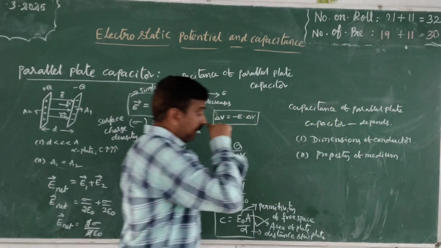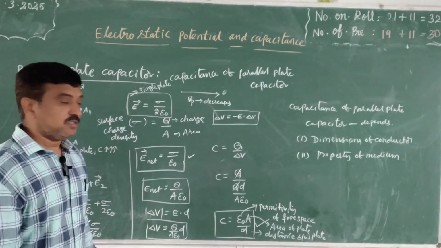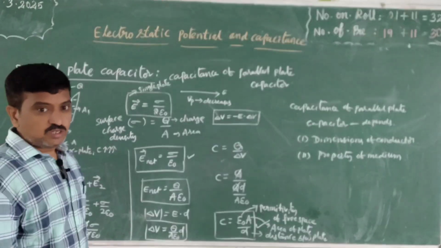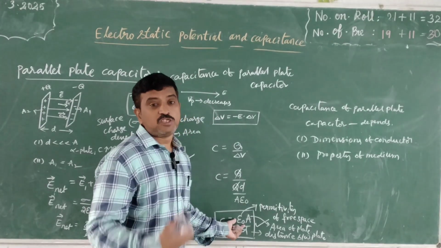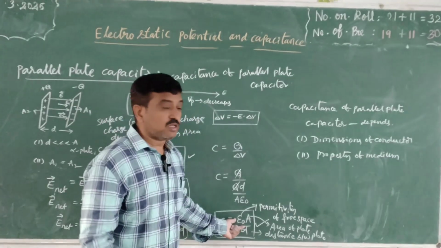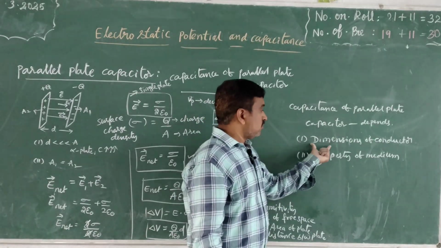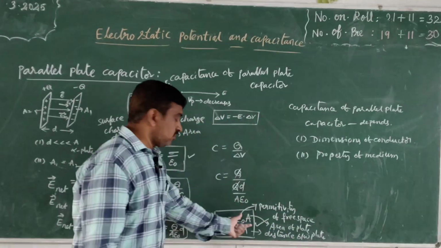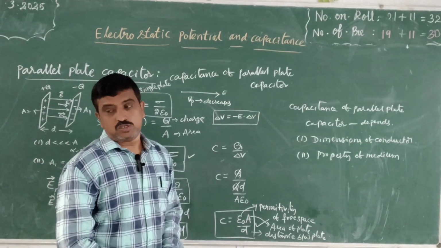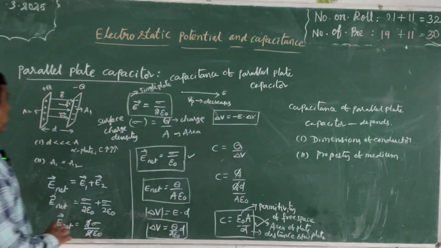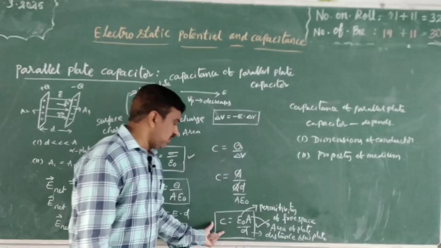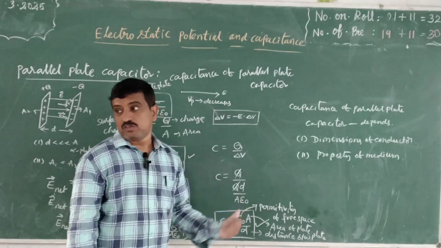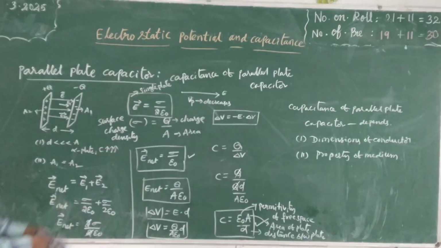If the dimensions change, the capacitance changes. If the property of the medium changes, the capacitance changes. The medium means epsilon naught, the permittivity of free space or vacuum; if this value changes, the capacitance changes. If the dimensions of the conductor change, for example the area, the capacitance also changes. This is the basic information about the capacitance of a parallel plate capacitor. What is it? C equals epsilon naught A by d.